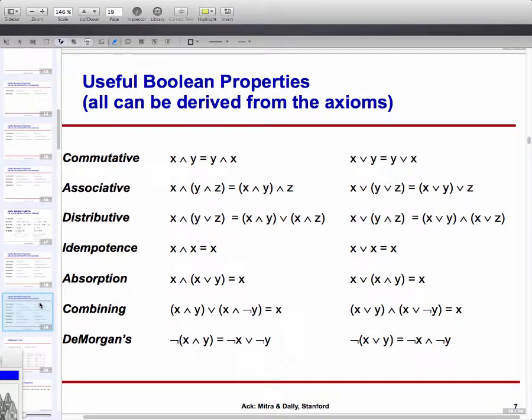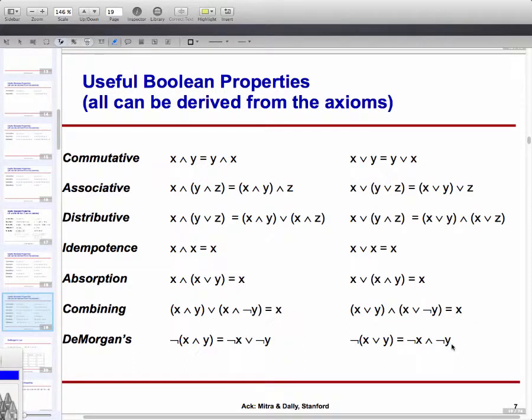Probably the most important property which is used is the following. It's called DeMorgan's theorem or DeMorgan's property. It says not of x and y is the same as not x or not y. And likewise, not of x or y is the same as not x and not y.